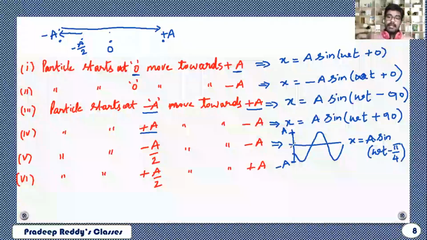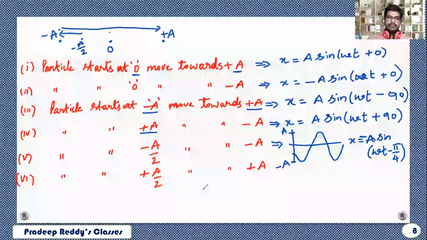If the particle is starting at minus A, then in such a case you will be writing the phase difference as minus 90. If the particle is starting at minus A by 2 and going towards negative A, then in such a case you will be writing it as A sine omega t minus pi by 4, and it is going along the negative x-axis, so you should put one negative sign here. Okay, that is the displacement in this case.